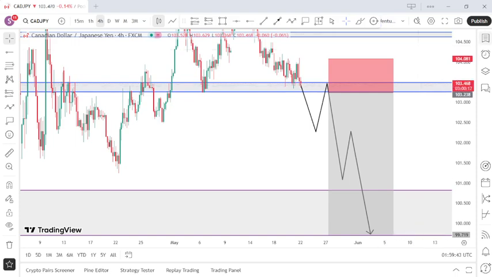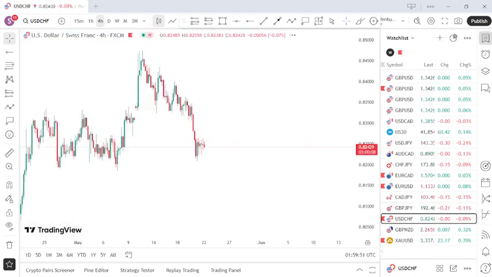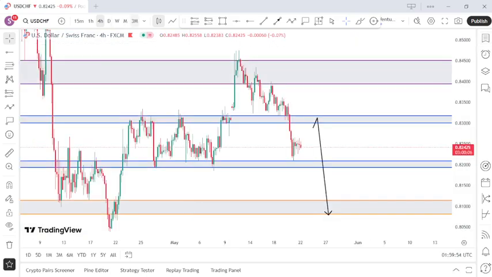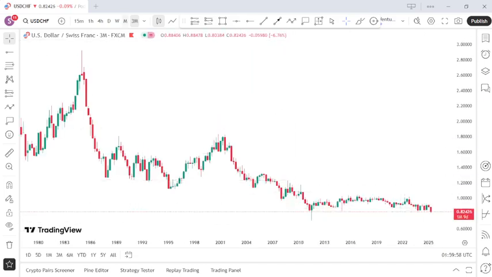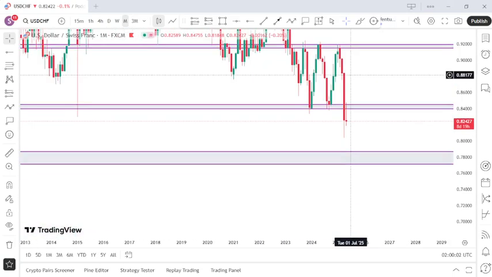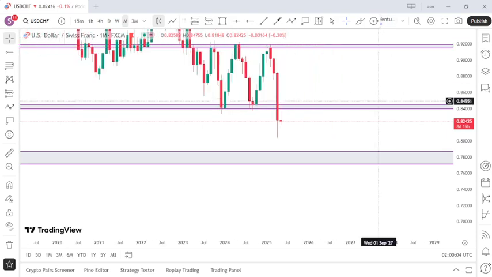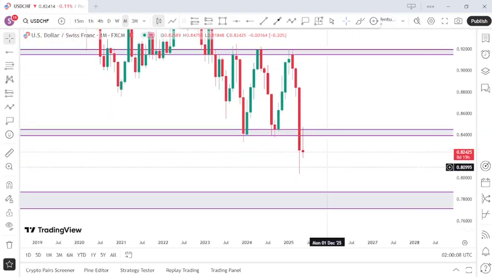Let's move on to the next pair on the list. The next pair on the list is USDCHF. On USDCHF, I'm going to start from the monthly time frame, dropping all the way down to the lower time frame with the possibility of getting a good entry.